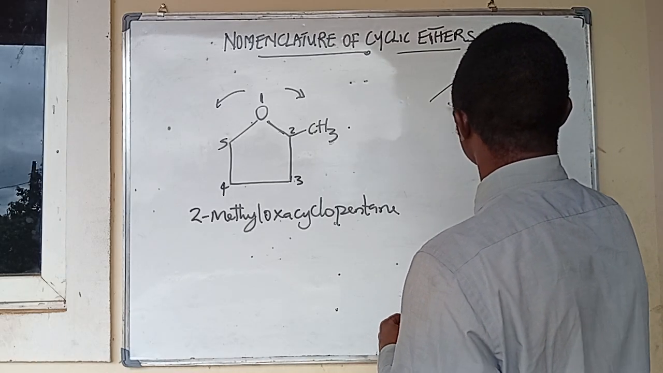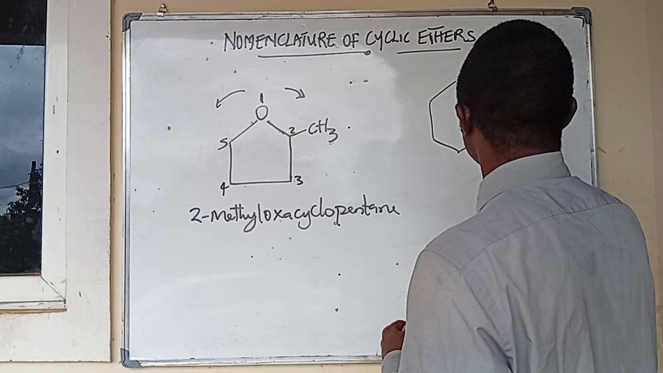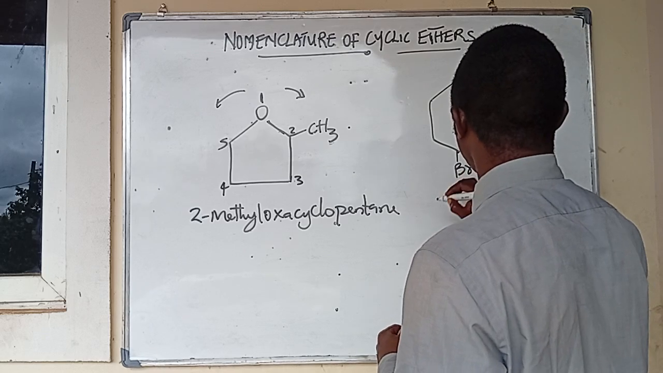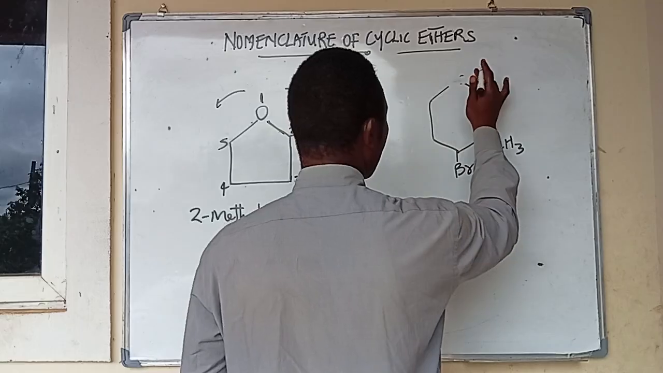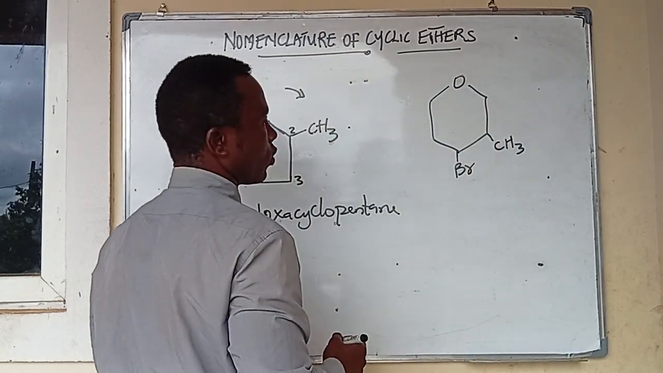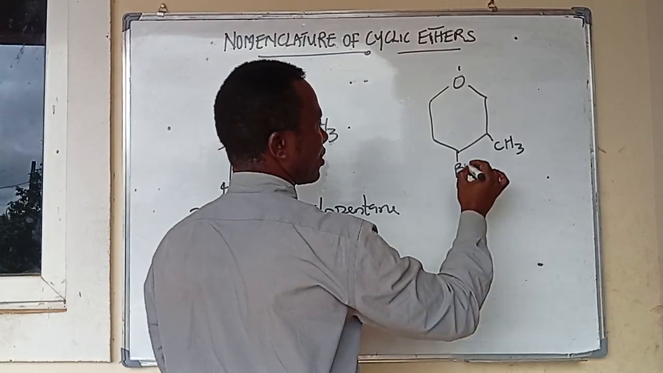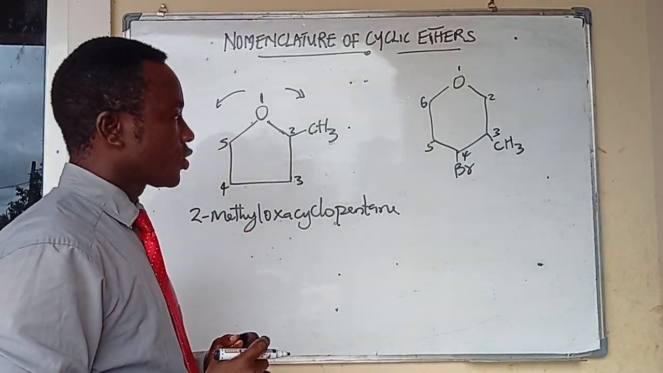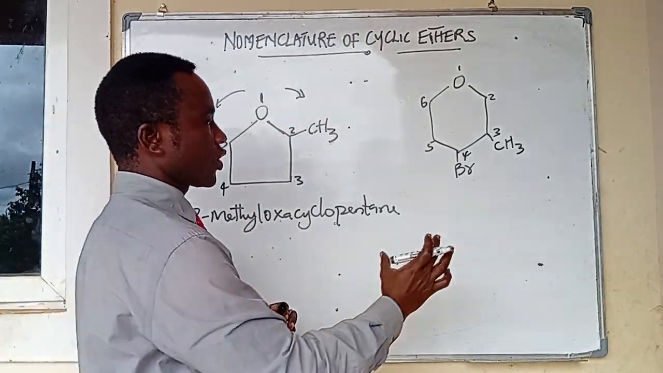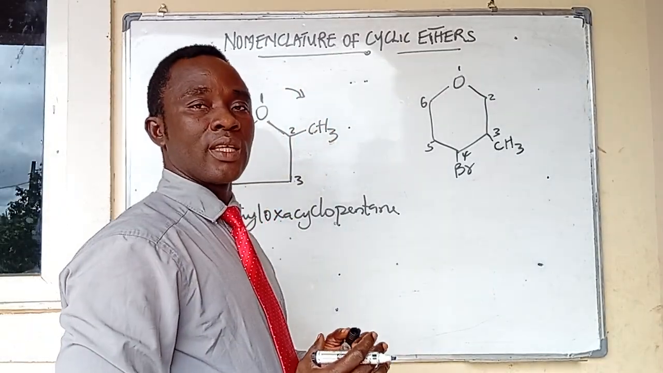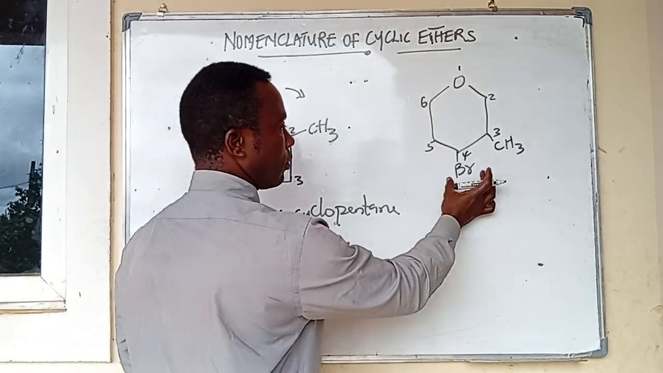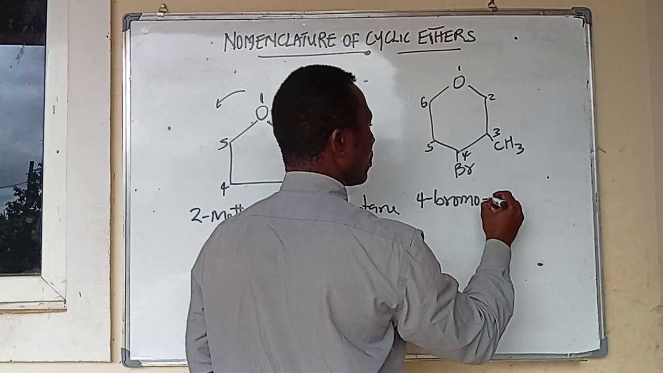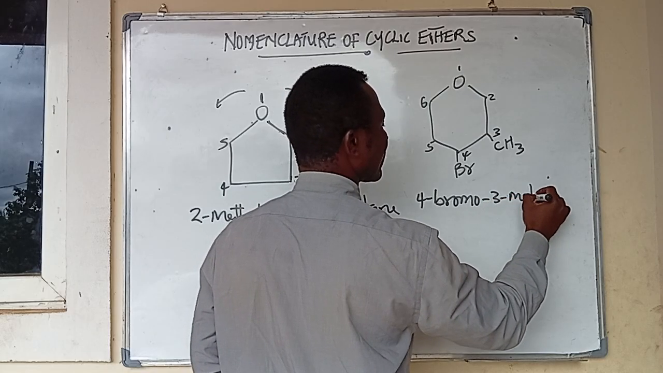We have more than one substituent. Let's say we have CH3 here, and we'll have Br. Okay, we want to name the compound. We start our numbering from the oxygen atom. 1, this is 2, 3, 4, 5, and 6. So when we want to name, we name the substituents first, but in what? In alphabetic manner. So bromo will come before methyl. So that is 4-bromo. We have 3-methyl.